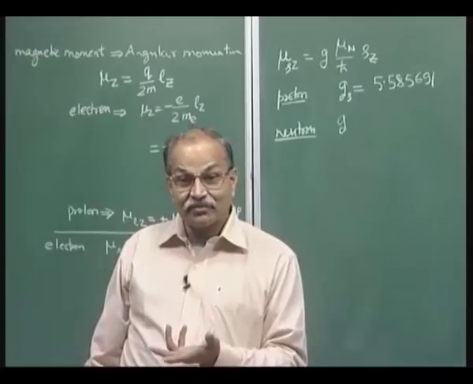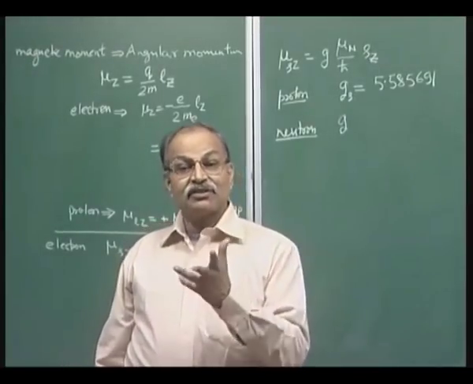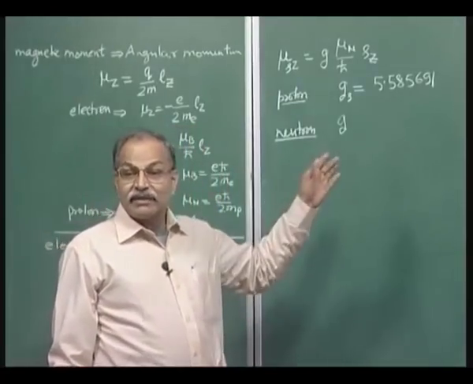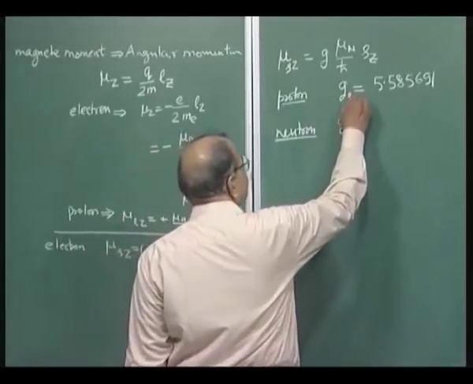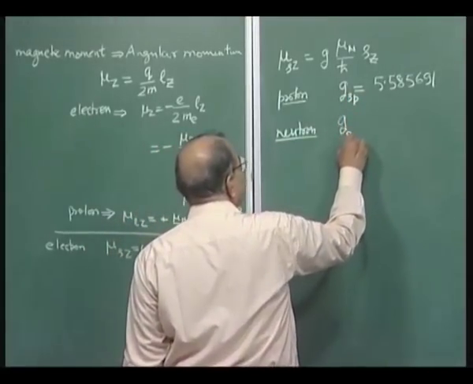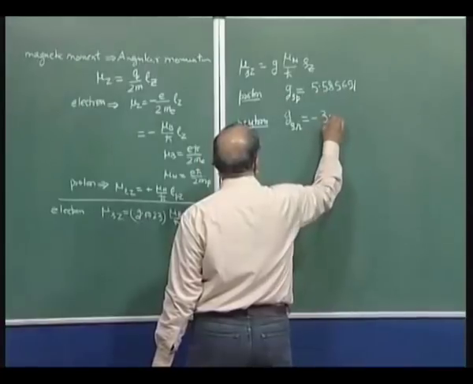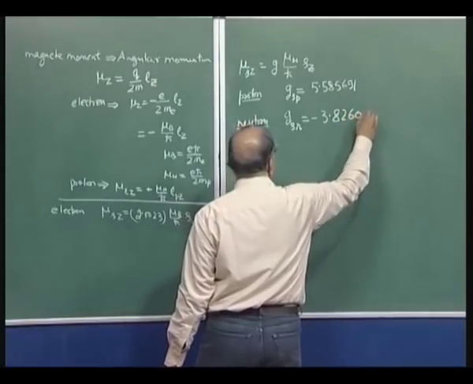The charges are there, positive charges are there, negative charges are there. So, they will have their own magnetic moments, and there will be a resultant magnetic moment, and that g_s, this is for g_sp you can call it, and this is g_sn, that is how much? Minus 3.826084.